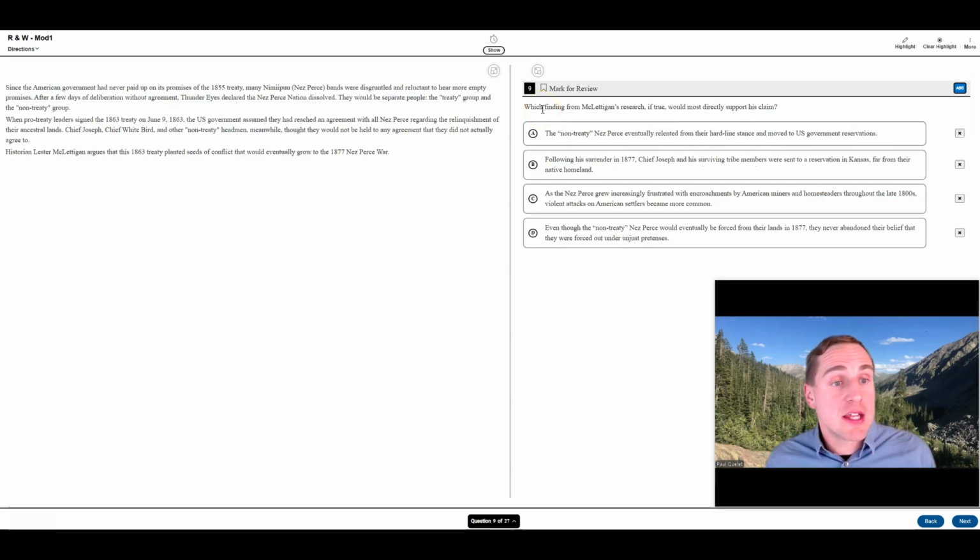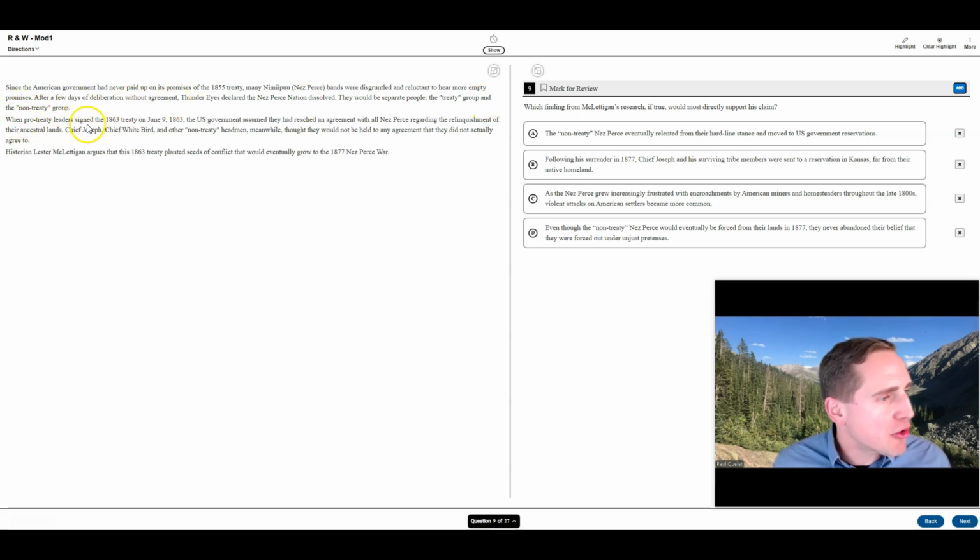Okay, now question 9. It says, which finding of McLettigan's research, if true, would most directly support his claim? So we've got a lot of things to read here, so let's just go ahead and read the passage. Since the American government had never paid up on its promises in the 1855 treaty, many Nimpuyu, that's Nez Perce, bands were disgruntled and reluctant to hear more empty promises. After a few days of deliberation without agreement, Thunder Eyes declared the Nez Perce nation dissolved. They would be separate people, the treaty group and the non-treaty group.